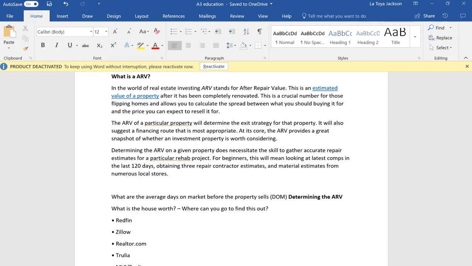The ARV of a particular property will determine the exit strategy for the property. This helps me determine how much I'm going to pay for the property. So you want to get really good at understanding and determining the ARV on a given property. You do have to have a certain type of skill to understand how that works, and you have to understand the repairs.